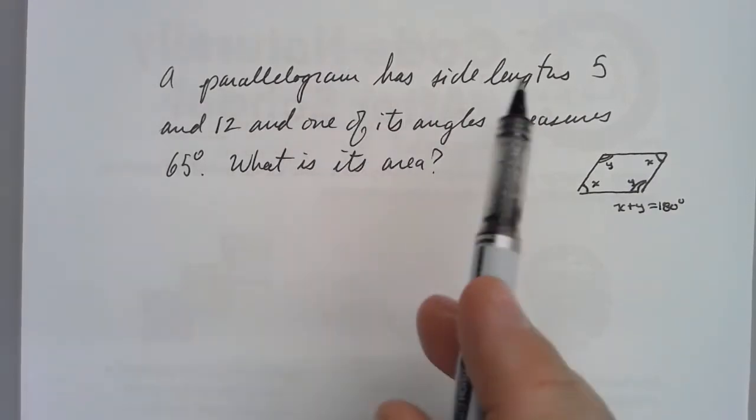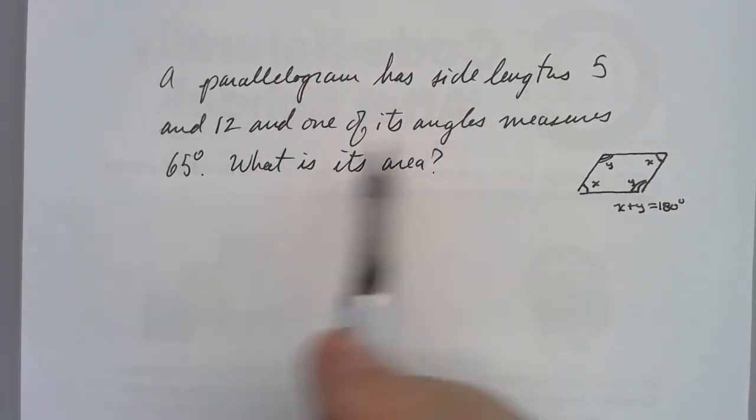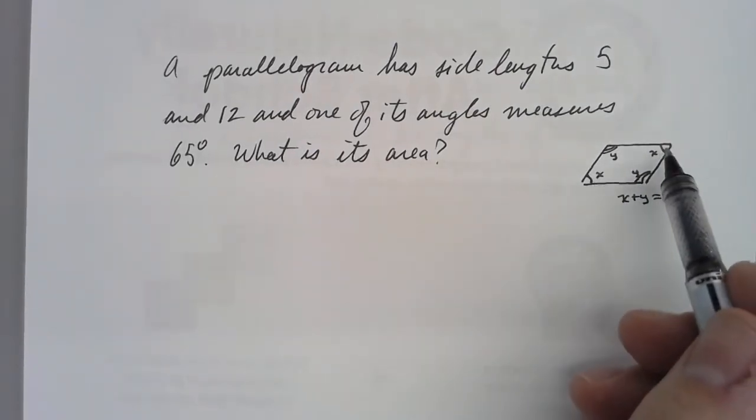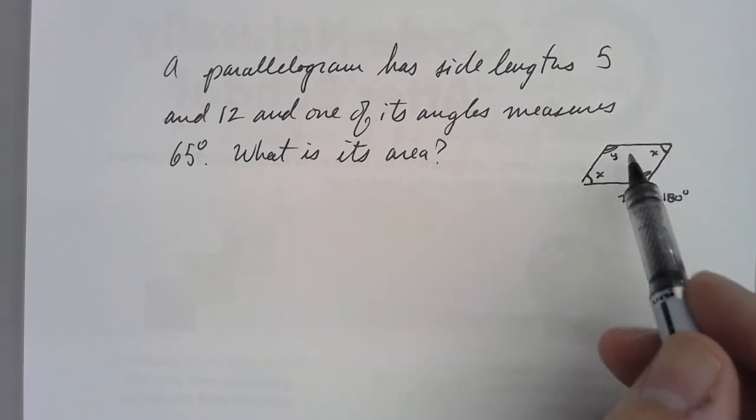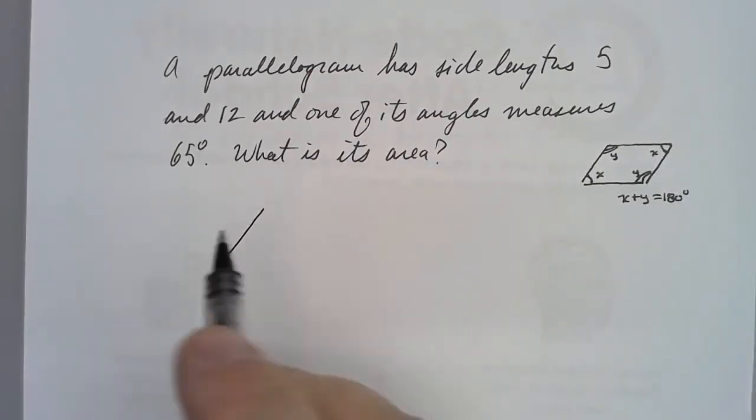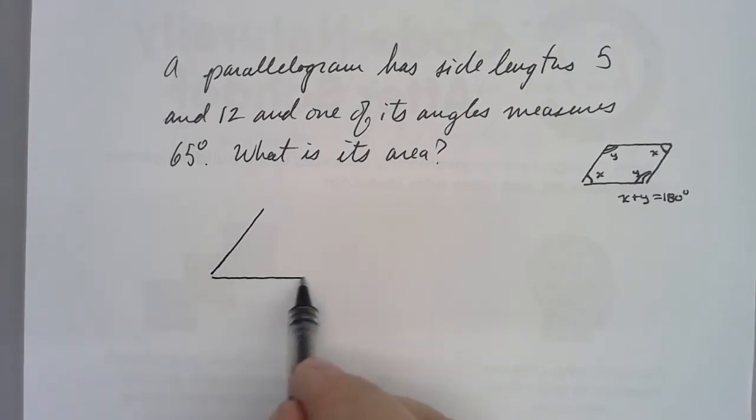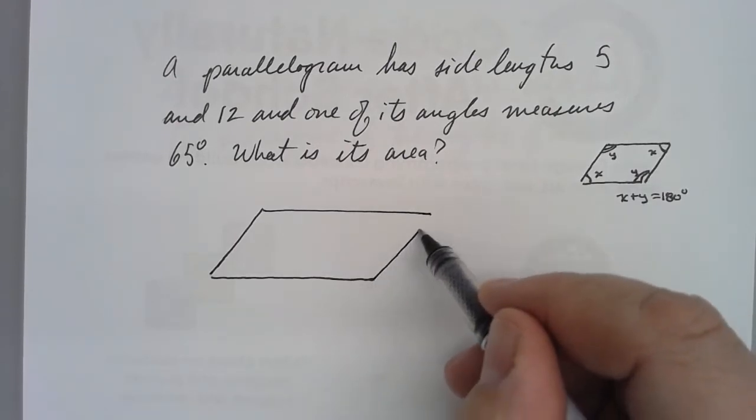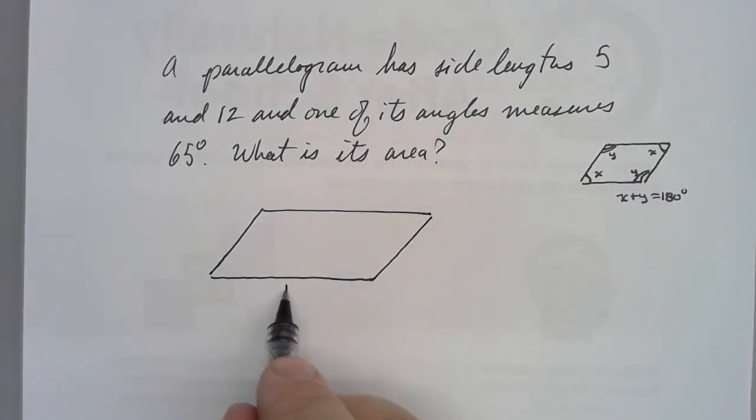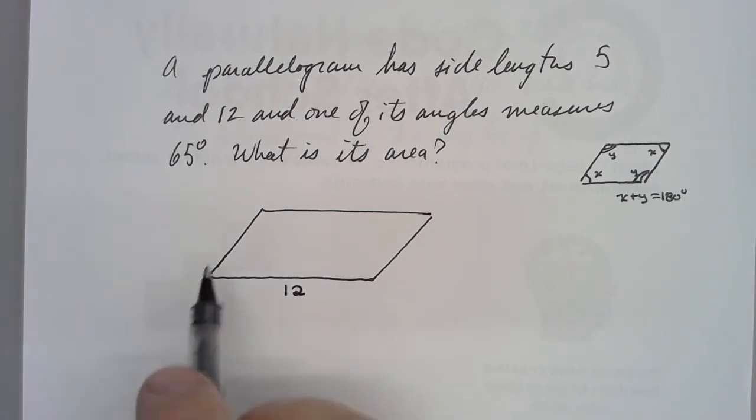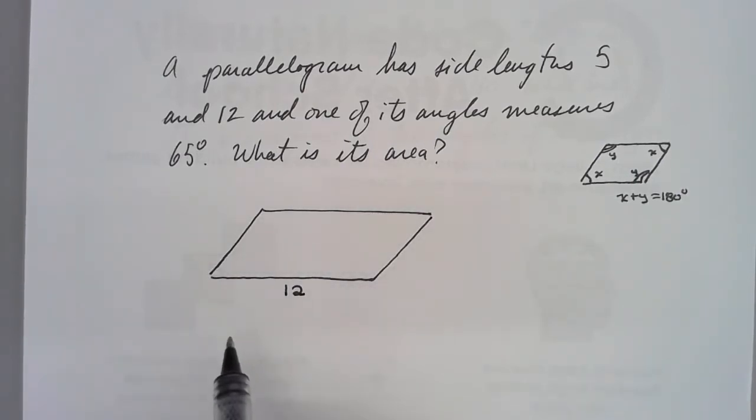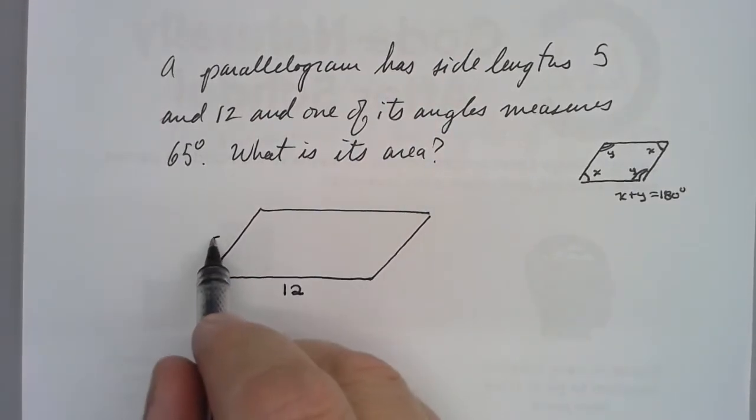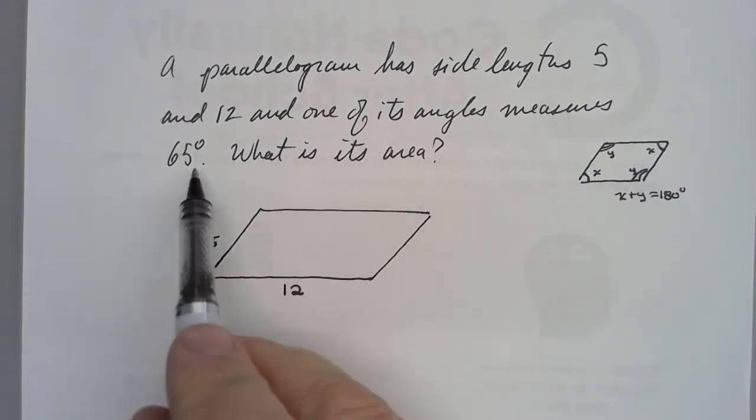So here we have a parallelogram with side lengths 5 and 12, and one of its angles measures 65 degrees. What is its area? By telling you one angle is 65, that means this is 65, and then we can use this to get all the rest of the angles. But I don't think we're going to need to figure out all the angles on this one. So I have a parallelogram. I always like to draw, if I have the choice, one of the long sides as the base. Generally it's easier to see what's going on than with the short side as a base. So one of the side lengths is 12, another one is 5, and one of the angles is 65 degrees.